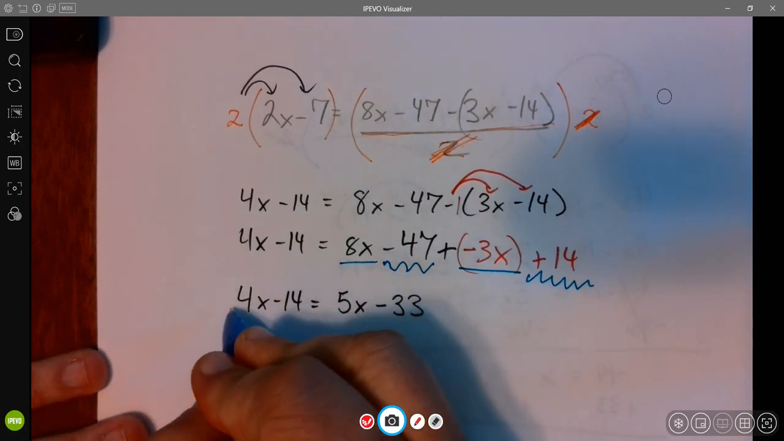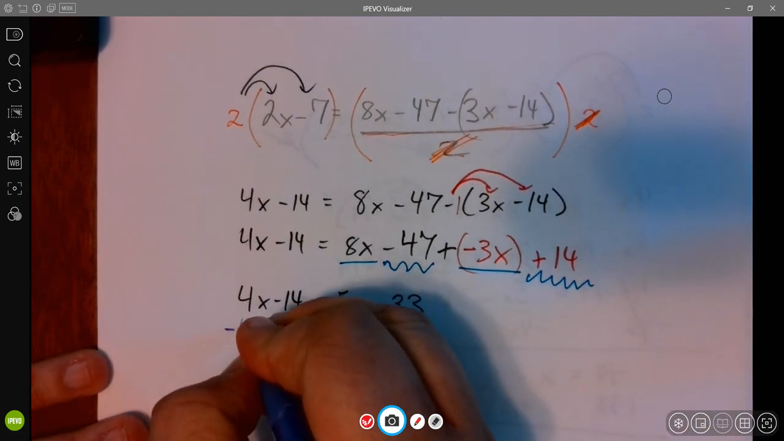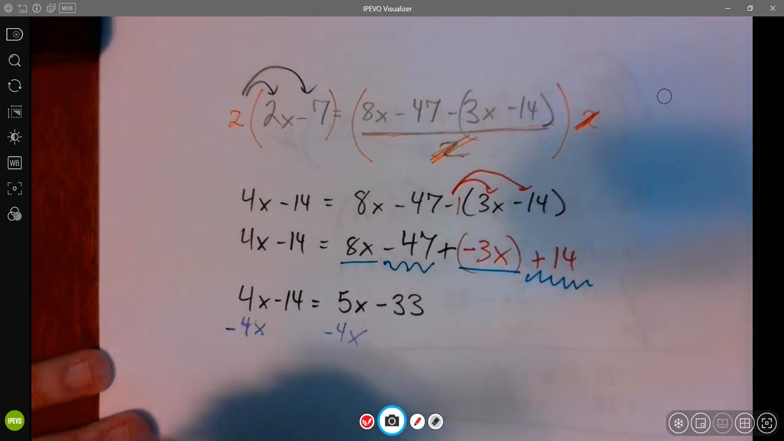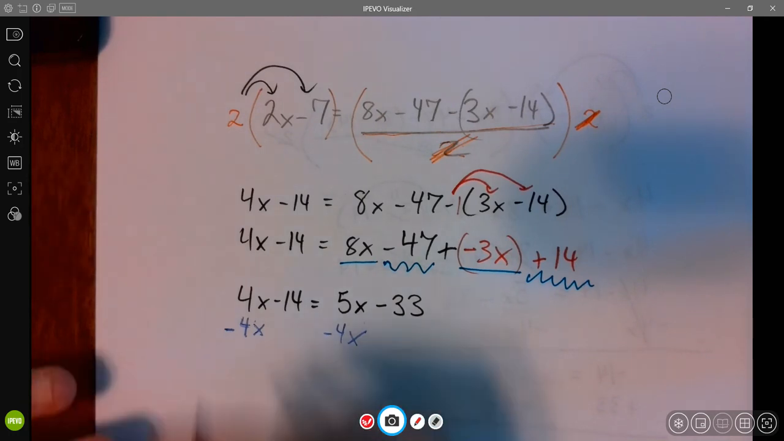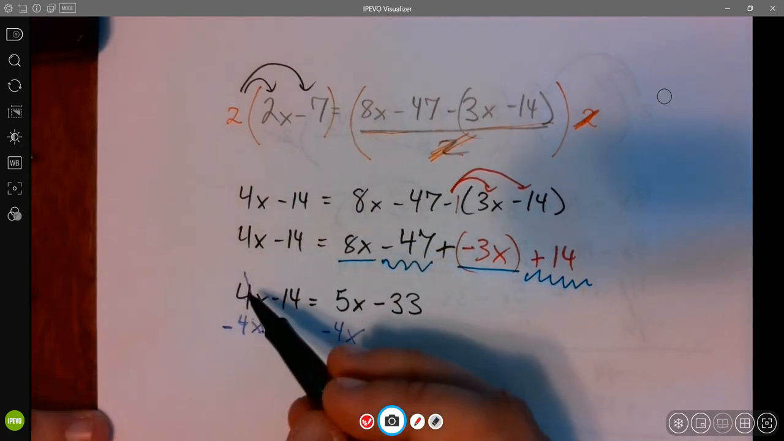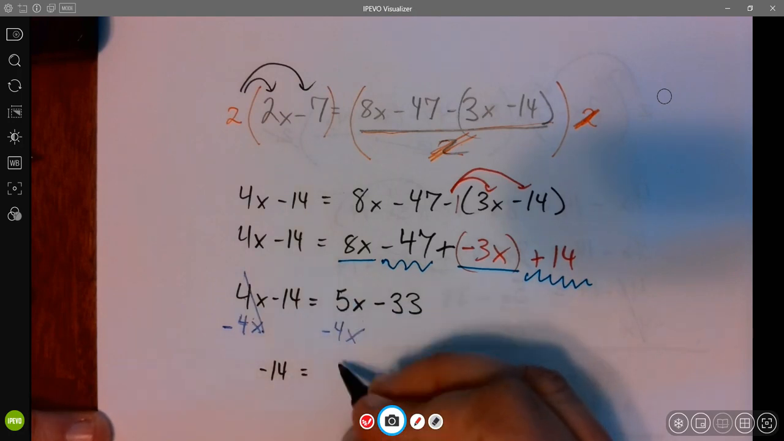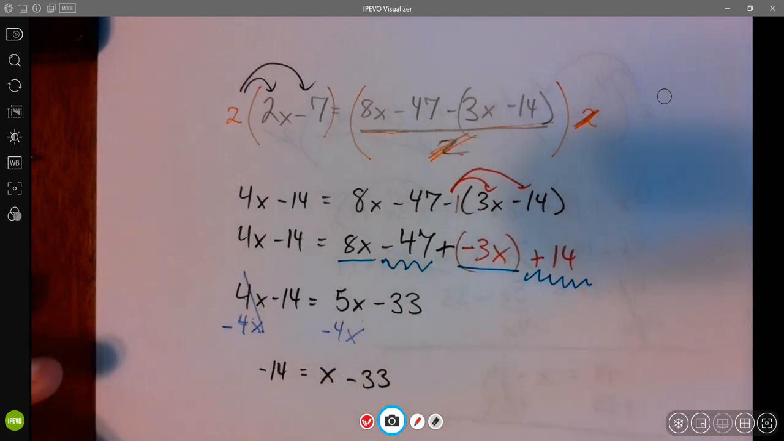So I have a positive 4x. I'm going to get rid of that by subtracting 4x's on both sides. You could use the 4x or the 5x. Honestly, it does not matter. However, I like to use the 4x because it's going to leave me with a positive x on the other side. So this cancels out, leaving me with negative 14 on the left, 1x minus 33 on the right.